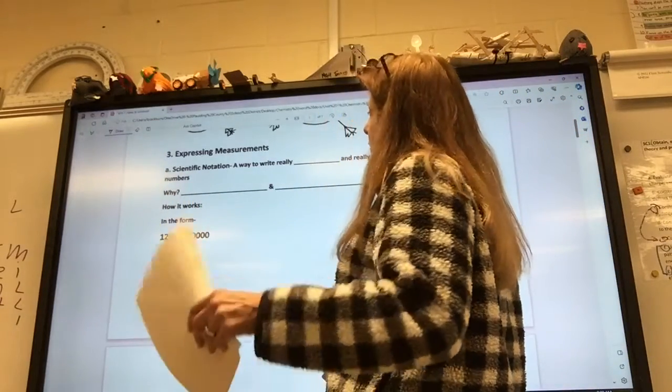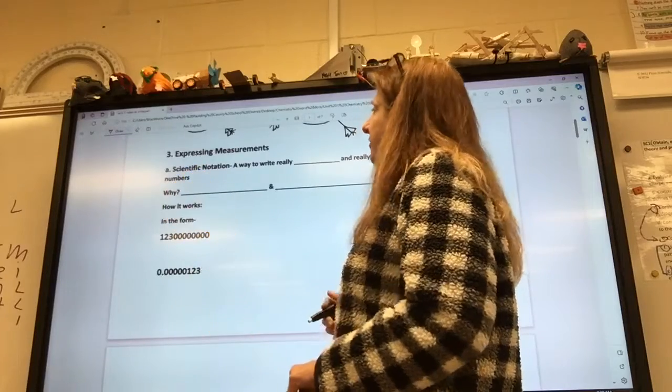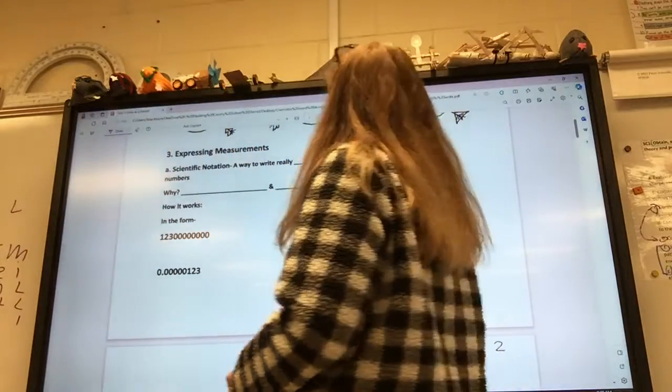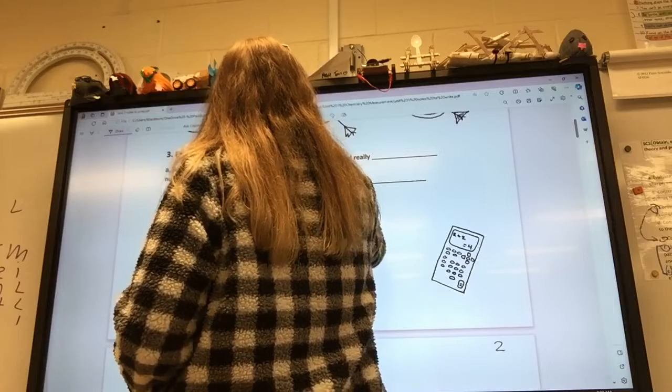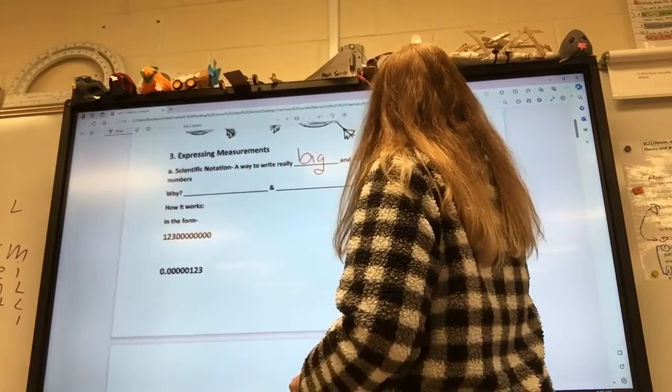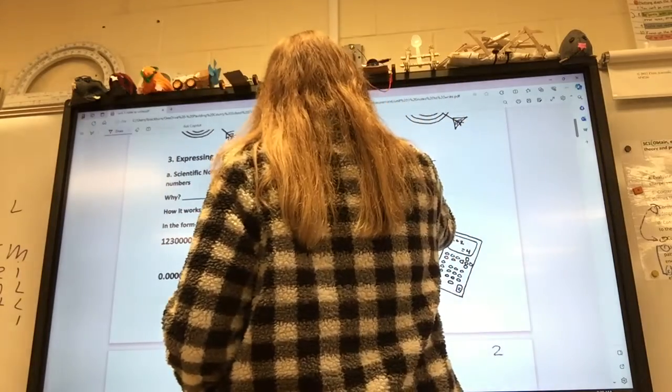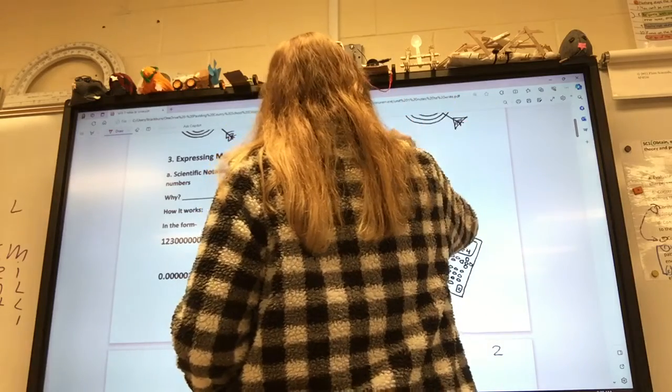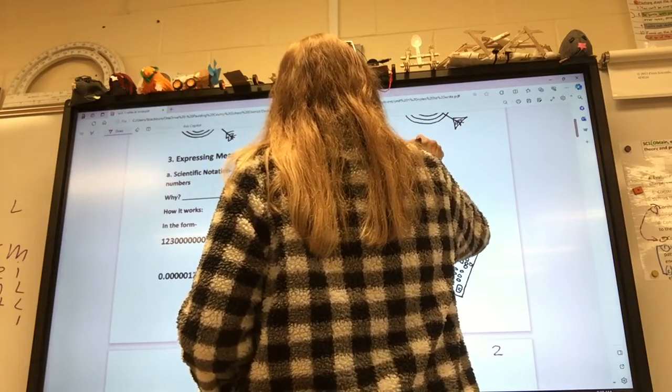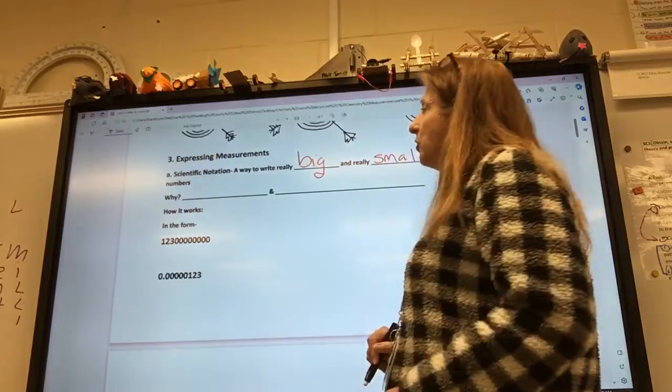Okay, so how do we express measurements? One thing we use is scientific notation. It's a way to write really big and really small numbers. Oh, it's because my sleeve touched it. Now, why do we do this?